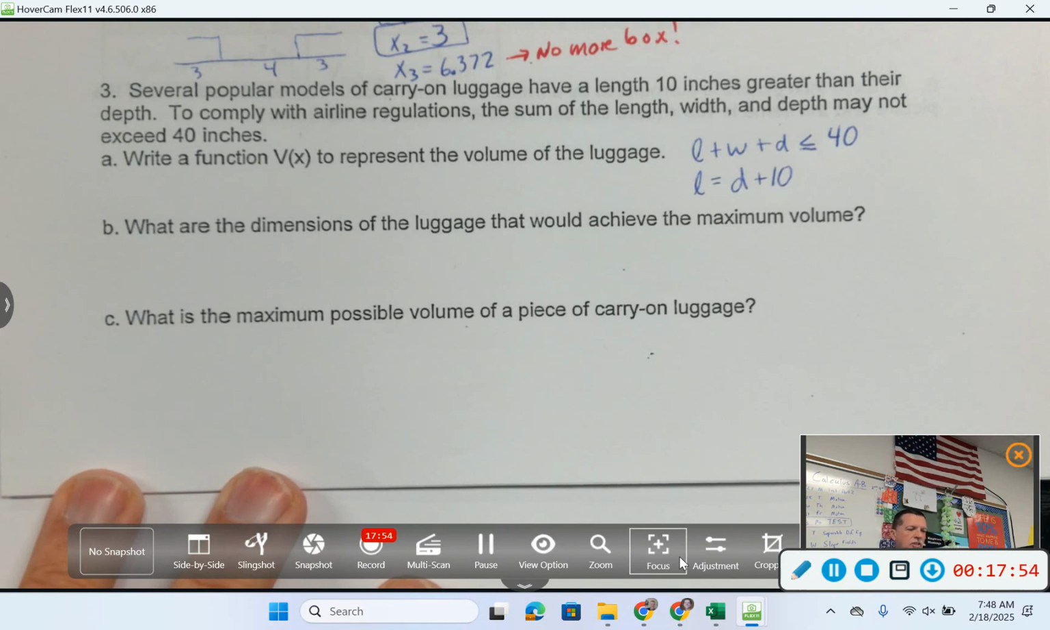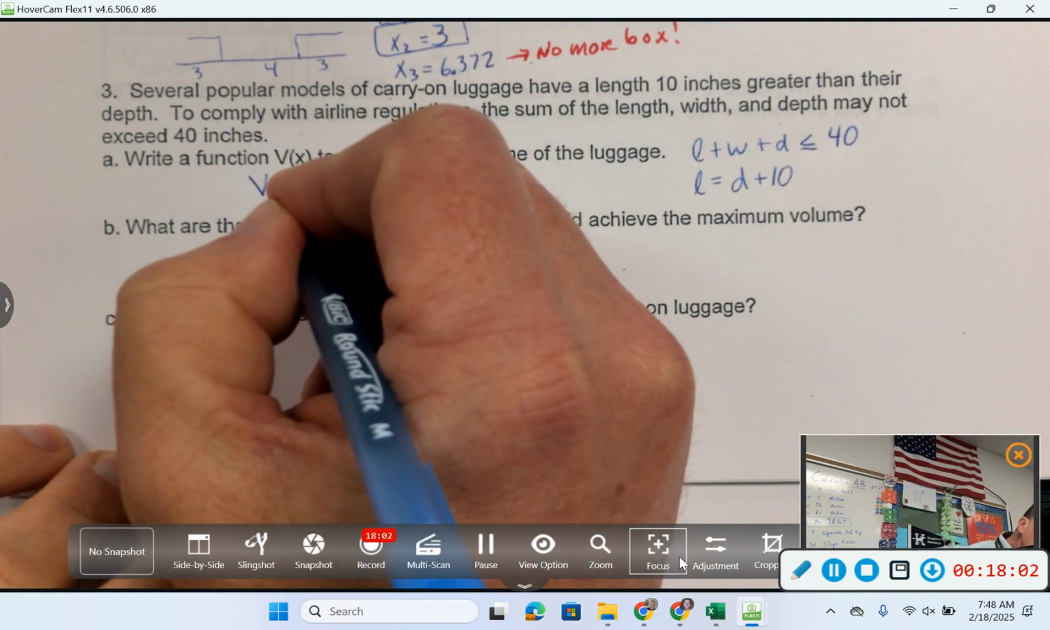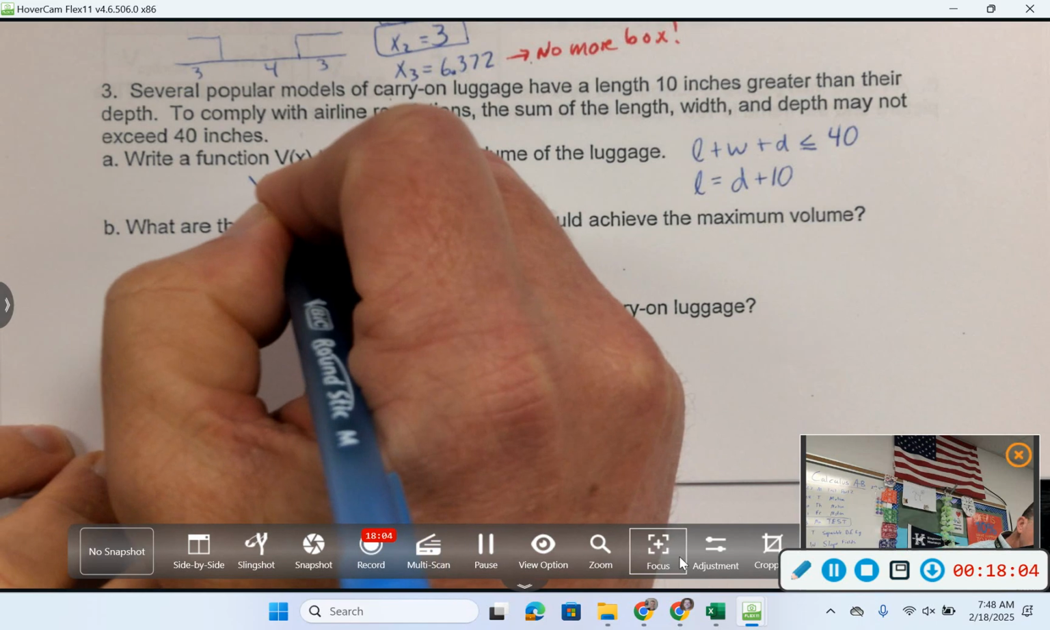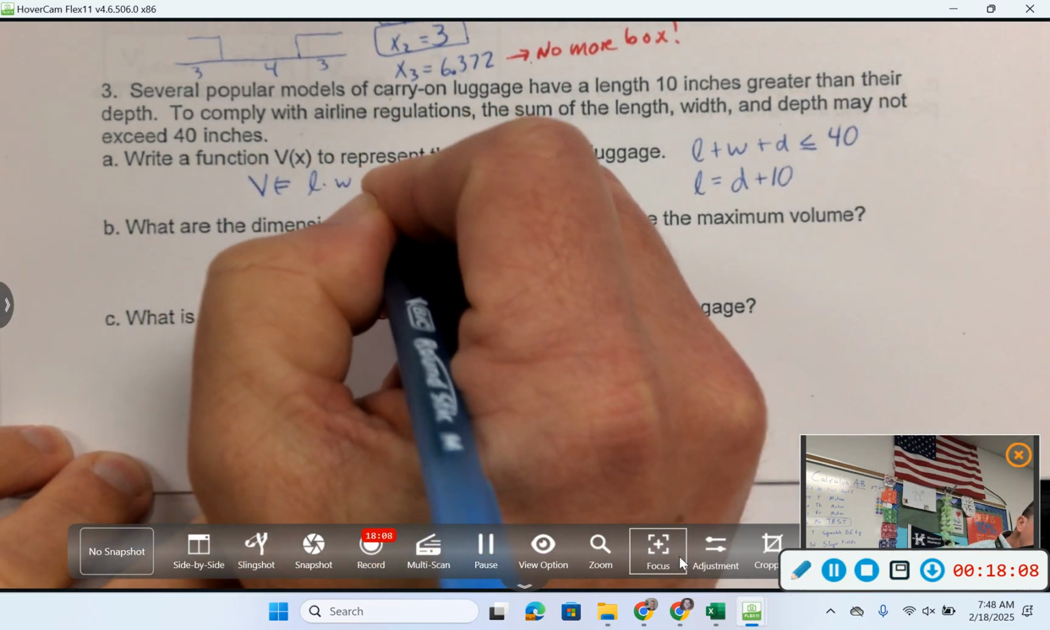Write a function v of x to represent the volume of the luggage. Well, I don't know that I can jump straight there. So not v of x just yet, but volume is going to be length times width times depth.